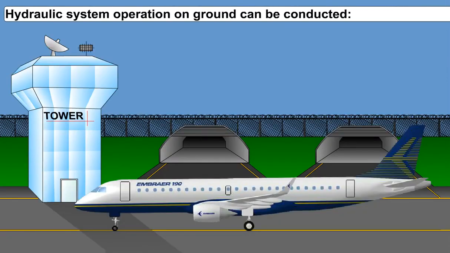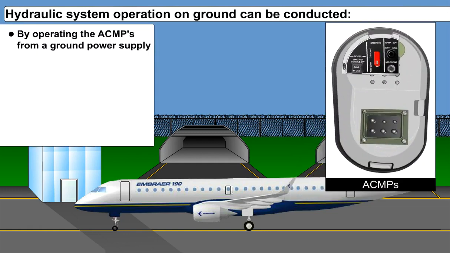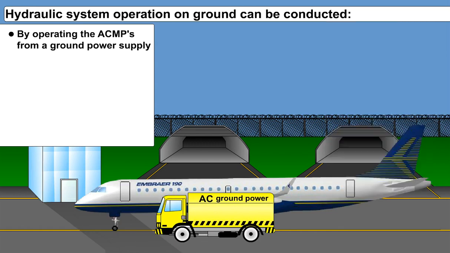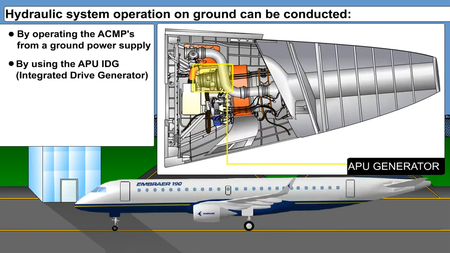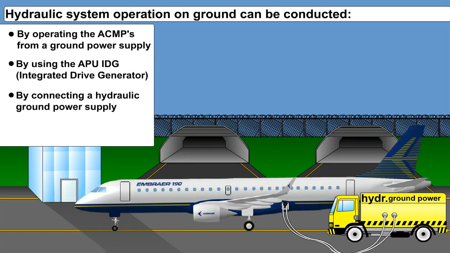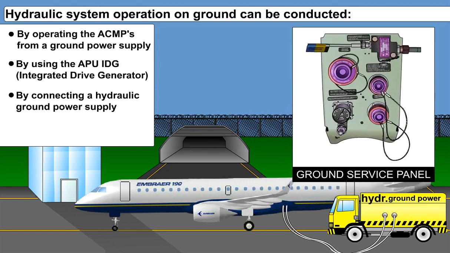Hydraulic system operation for ground maintenance purposes is possible in two ways: by operating the ACMPs from a ground power supply, or by using the APU's IDG. Alternatively, hydraulic power can be provided to the users by a ground power supply connected to the quick disconnects on the ground service panels for each system.